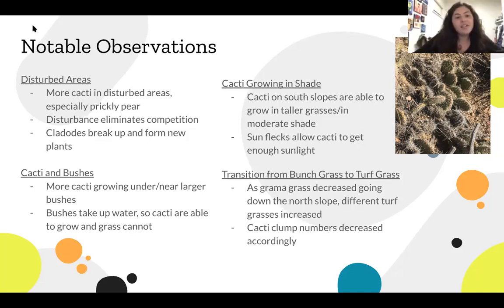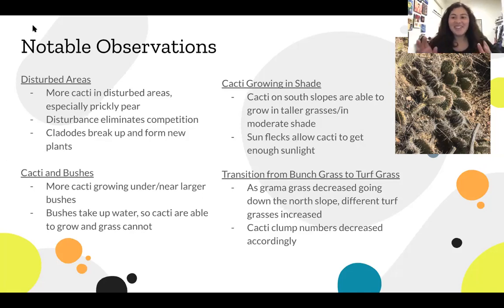And the last notable observation was basically the transition from bunch grass to turf grass. So as grama grass decreased going down the northern slope, near the bottom, the turf grass basically increased, and cacti clump numbers also decreased. And this is because grass is either a type of bunch grass, where it allows for these little open spaces for other vegetation to grow, or it's a turf grass, which just takes over the entire area.